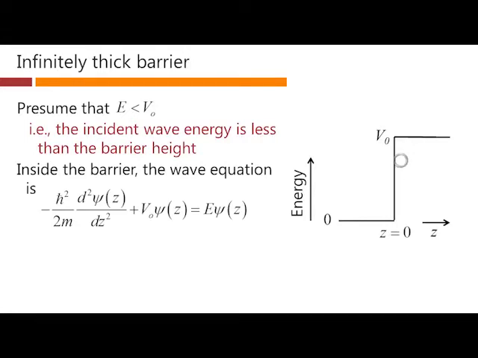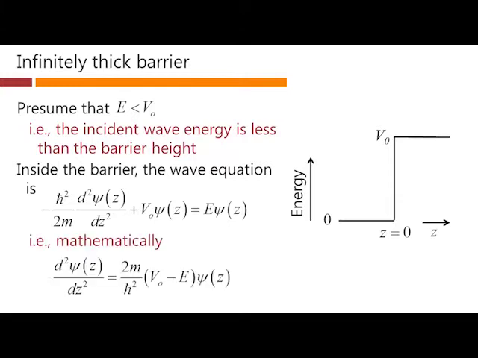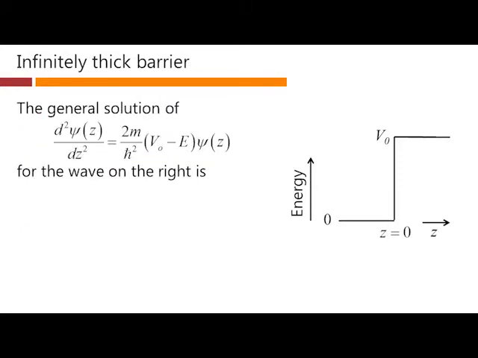Now, inside the barrier then, we have our Schrödinger equation as before, but this V0 is now a constant, and incidentally, it's greater than E, the energy of the incident wave. So we can rewrite this mathematically as d2 psi by dz squared is equal to all of this stuff on the right here, and V0 minus E is a positive number. The general solution of this wave equation for the wave on the right is something that we could write in this form. Note that we have real exponents now in our exponentials because this is a positive number, and you can check that this is indeed a solution of the equation up here.